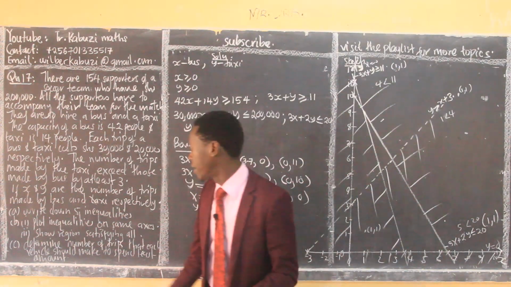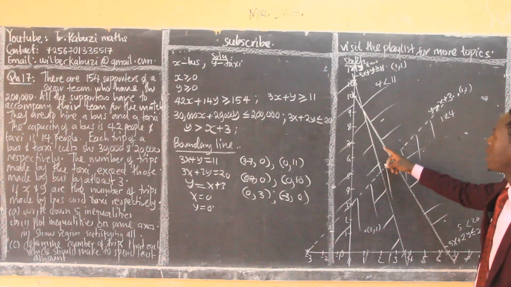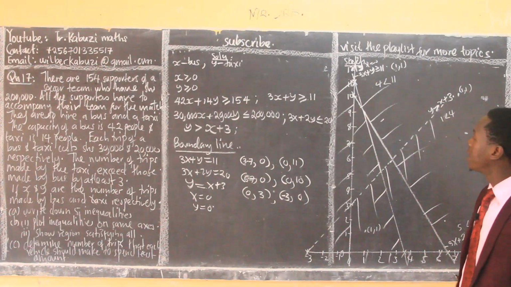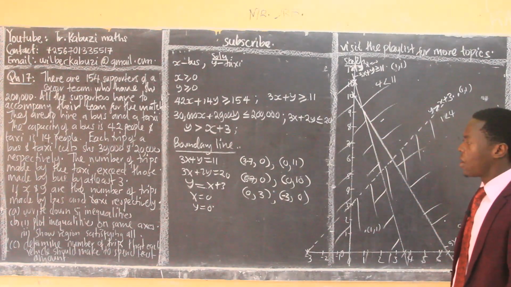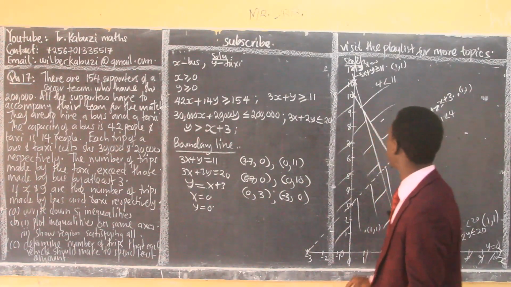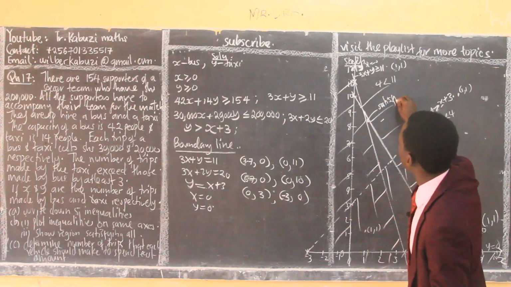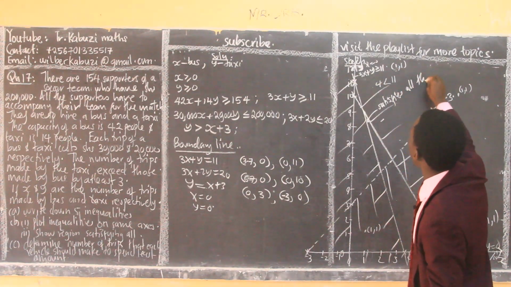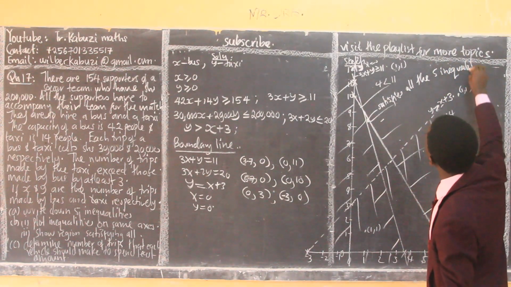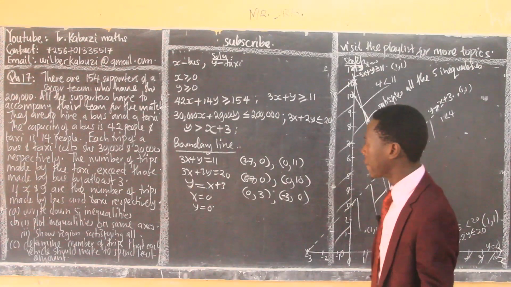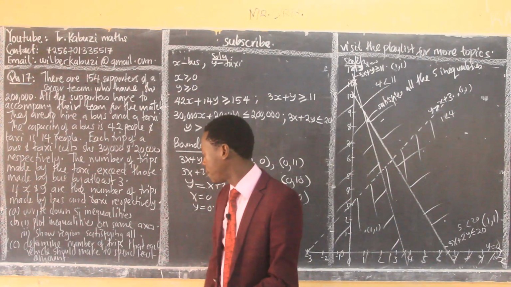Okay, so the question was asking, put the inequalities on the same axis and then show the region satisfying all. So this is the region that satisfies all. In simple terms, it is what we call the feasible region. So the feasible region is this one that satisfies all the 3. So this region here satisfies all the 5 inequalities. That region there.